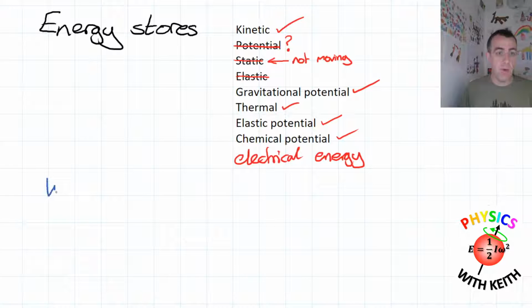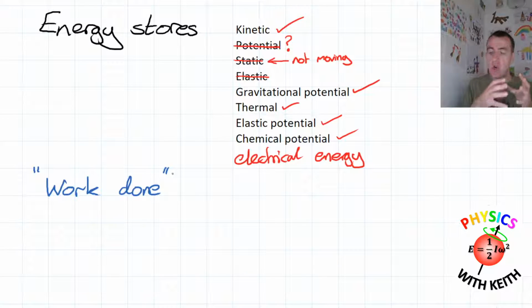Technical term, work. Or we could say the work done. So the work done is the amount of energy transferred from one store to another. And when we do work, we transfer energy. That's the language we use. Doing work means transferring energy, and the amount of work done is the amount of energy transferred.